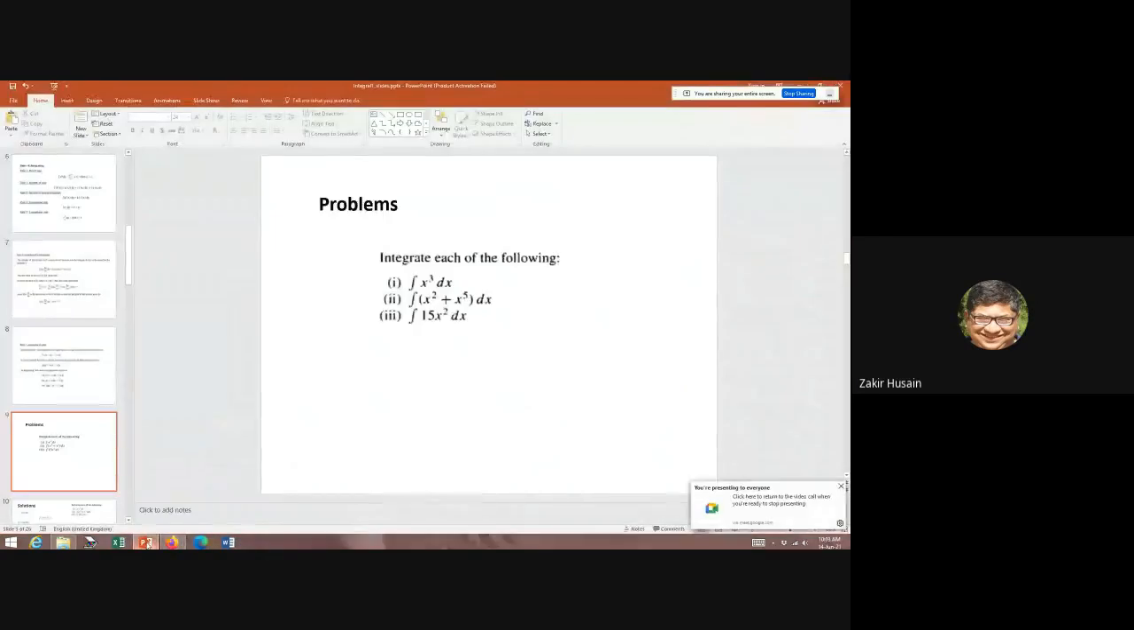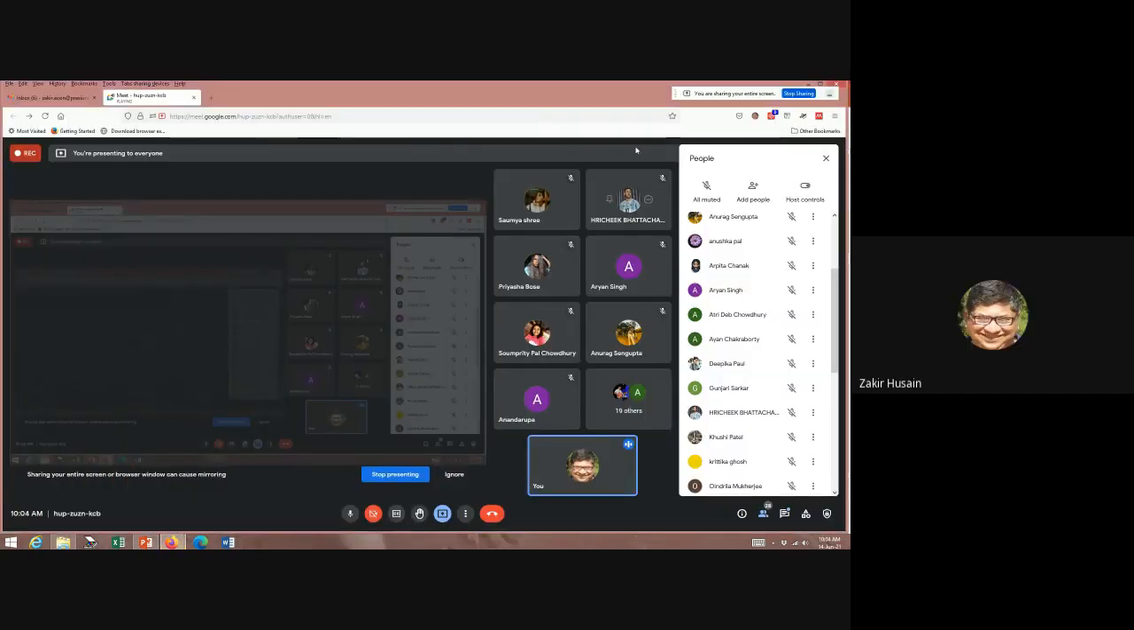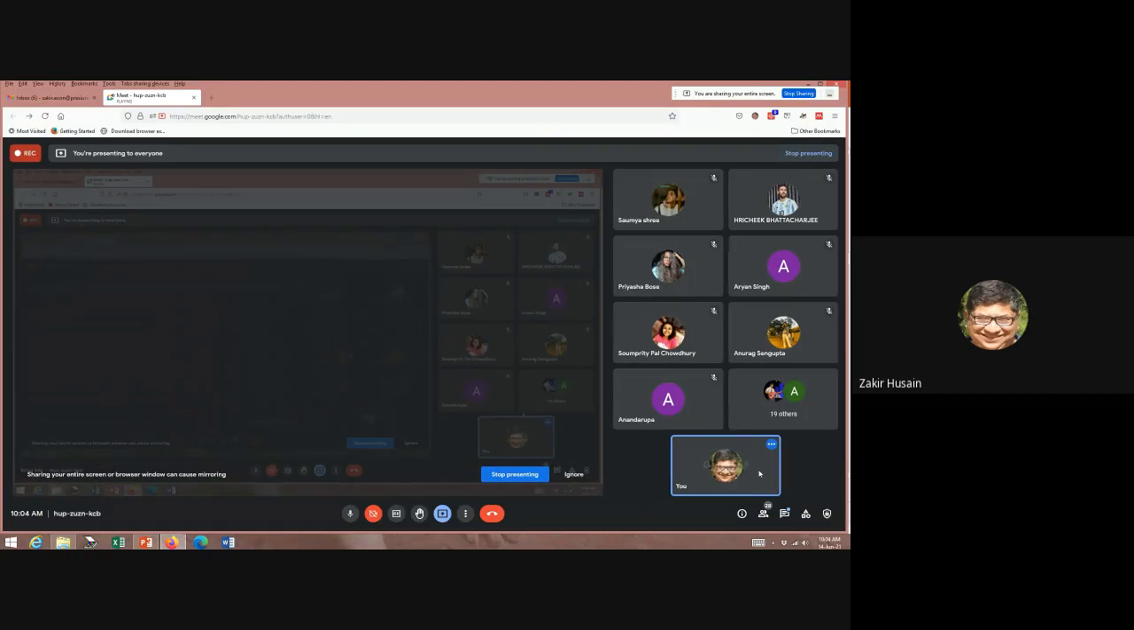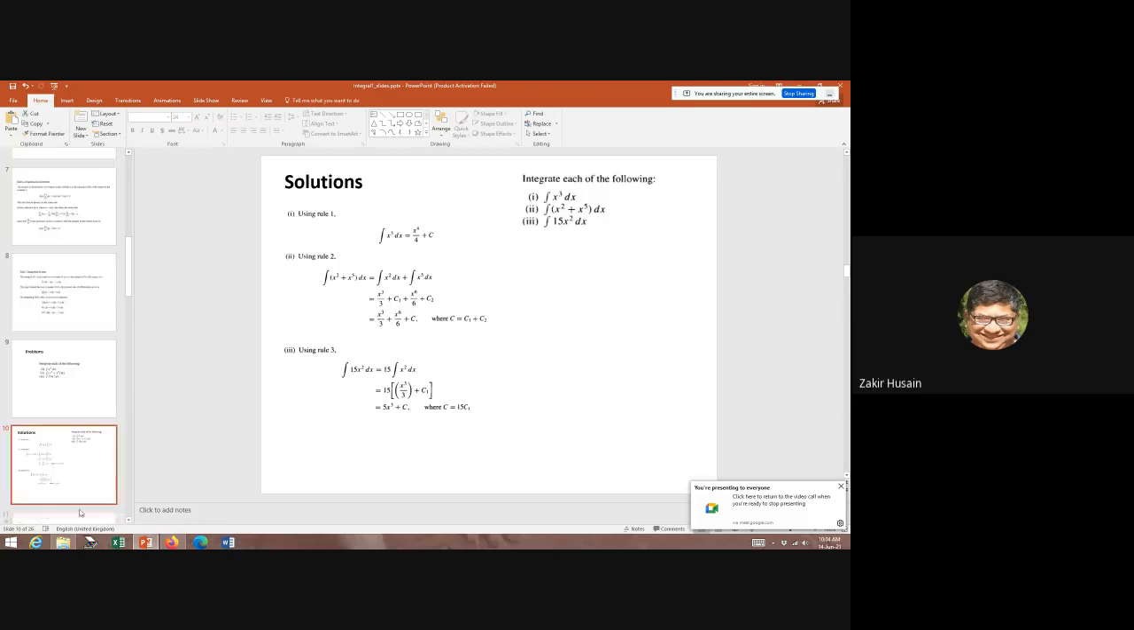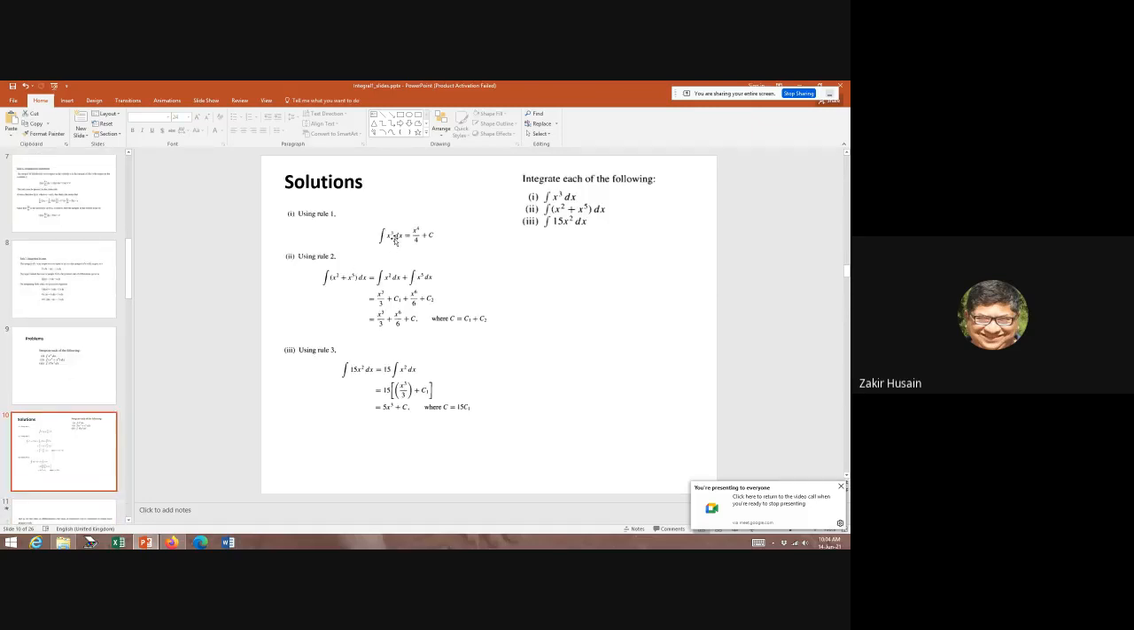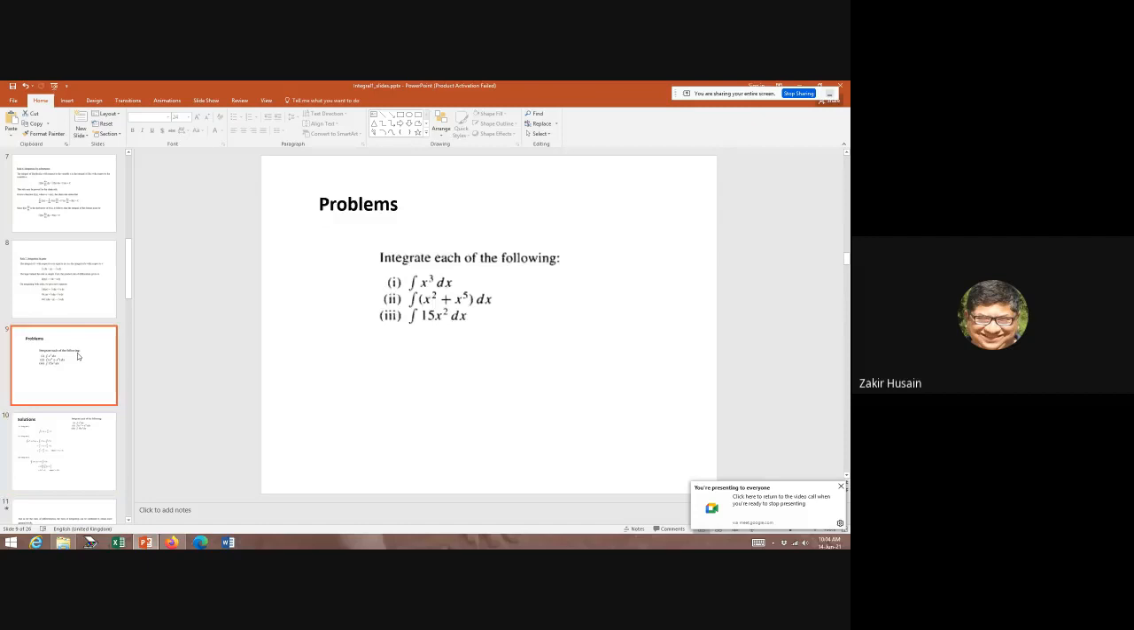Yeah. So, what are these? Please solve the first one. So the first one is x to the power 4 by 4 plus c. Okay. The next one, not Aryan Singh, someone else.